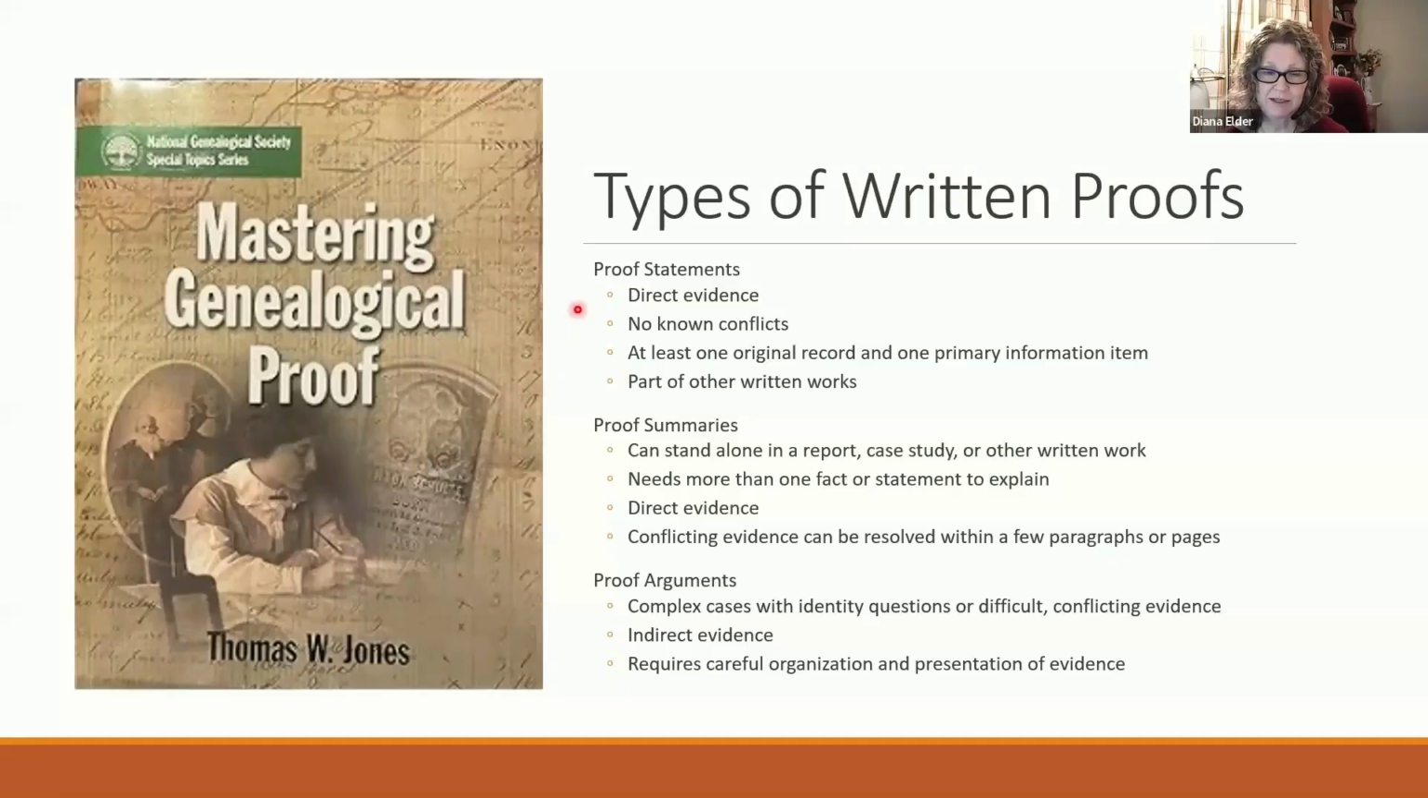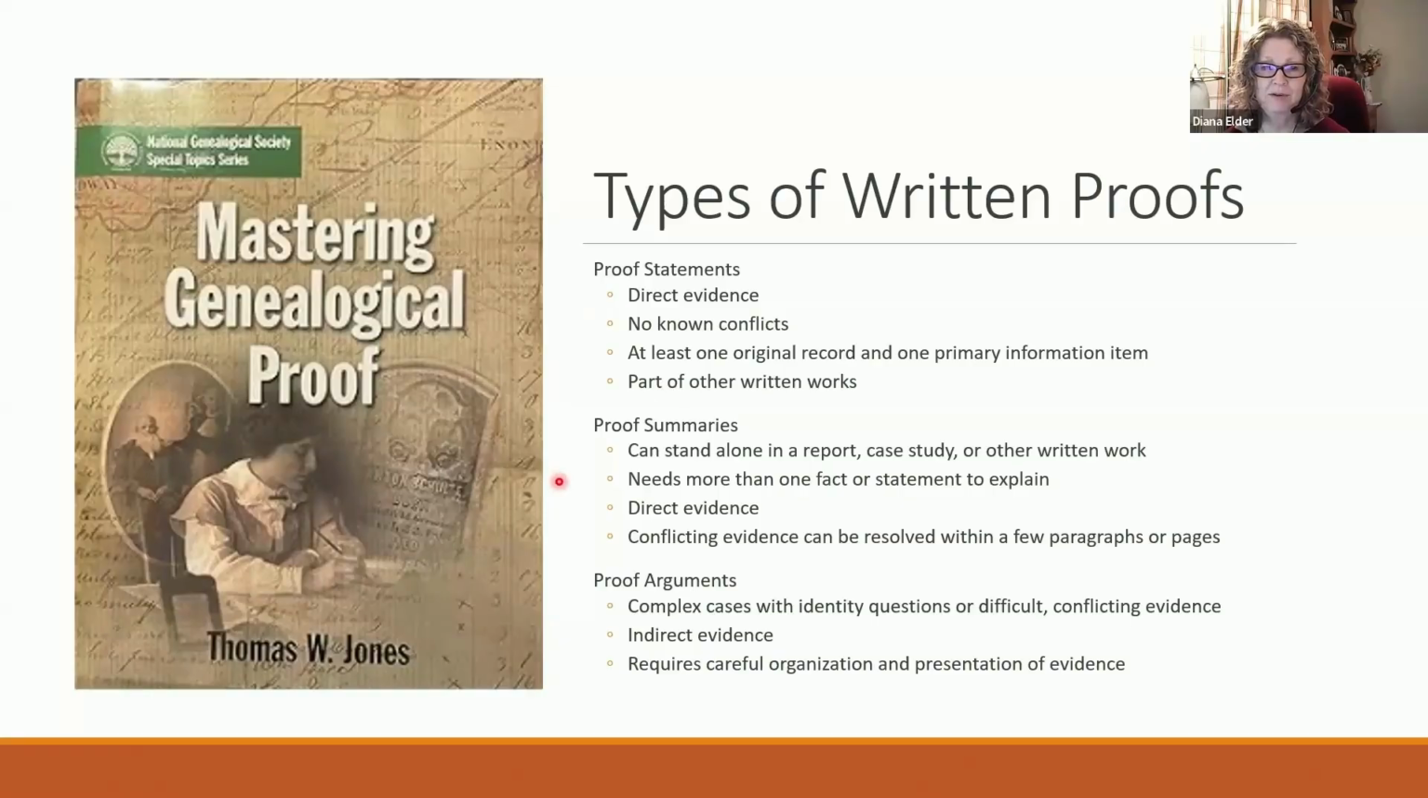So we can have proof statements, and these are usually just 2 or 3 sentences. It's not a lot, but you have direct evidence. There's no known conflicts, and there's at least one original record and one primary information item. And usually we put these in our other written works. We could have these in our research reports or in a case study, anything where we're just stating a fact, such as so and so was born on this date, and we have got a birth certificate, which would be an original record and a primary information item. So, just pretty simple, direct evidence.